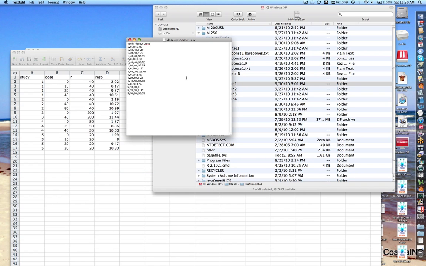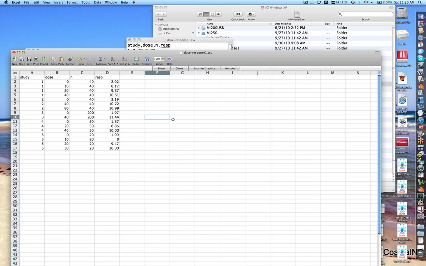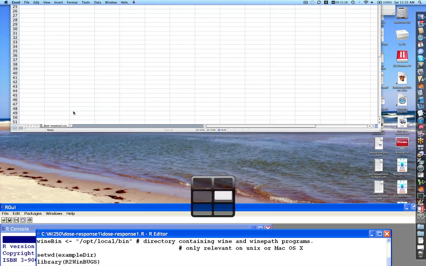Okay, so in its raw format, you can see it's actually a comma delimited set that I've got it in right now. So you've got the header here, and then here you've got the study, comma, the dose, which is 0 for the first one, number of samples 40, and 2.02 is the response. And then you can see it done up in Excel here. So that's the data set we're going to read in.